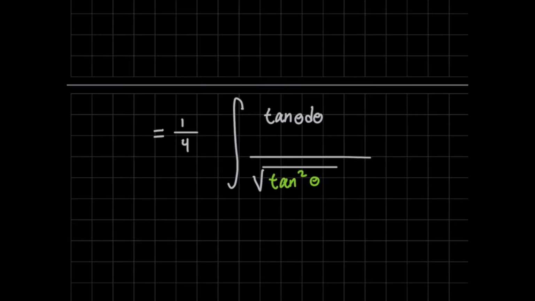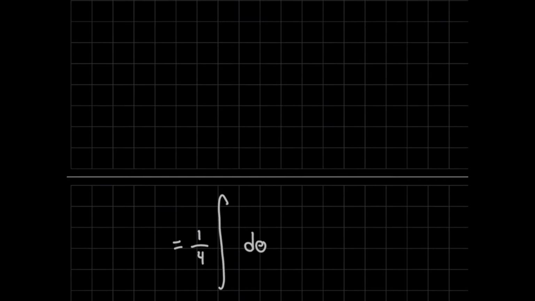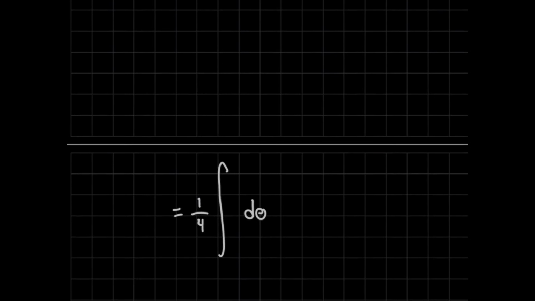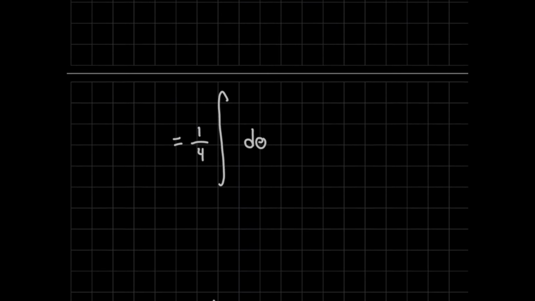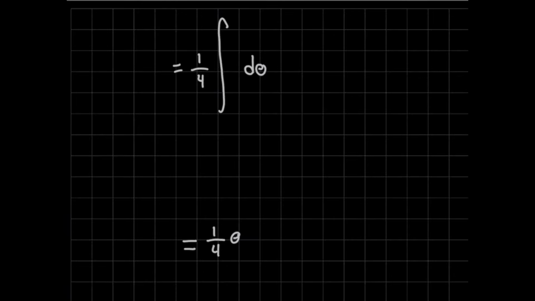So when you have tangent theta d theta over tangent of theta, now you're just going to be having 1/4 times the integral of the differential d theta here, which is super simple. That just gives you 1/4 theta, right? Well, not so fast, because we need to also remember the original problem was in terms of x. But we didn't actually prove or show yet what theta is.